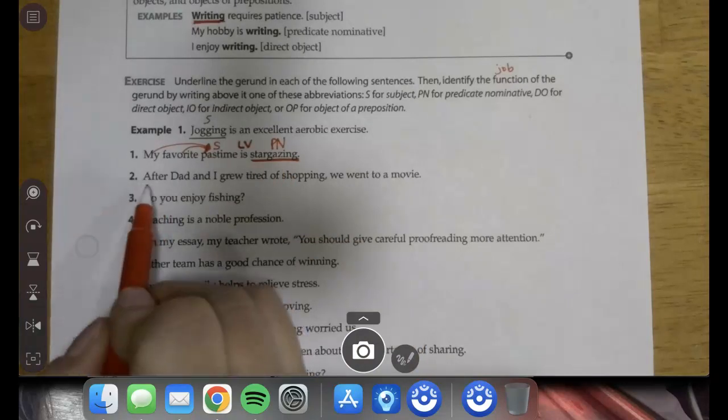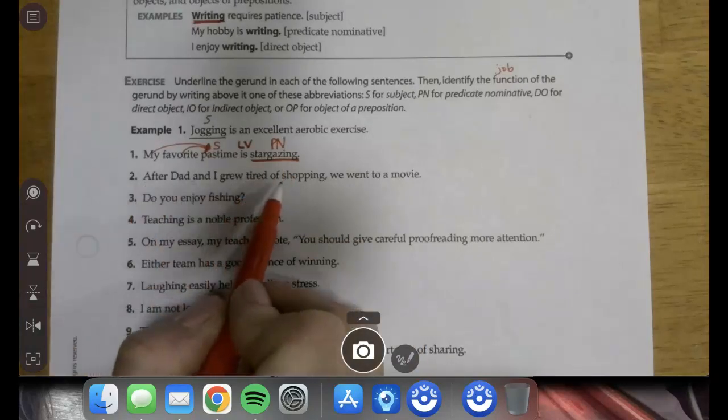In the next sentence, I'd say, after Dad and I grew tired of shopping, we went to a movie.